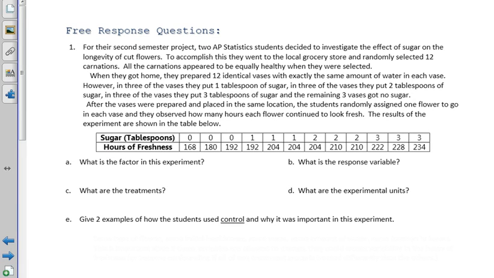So what is the factor in this experiment? The number of tablespoons of sugar. Can you just put amount of sugar? Sure, amount of sugar would be fine. Response variable: hours of freshness.